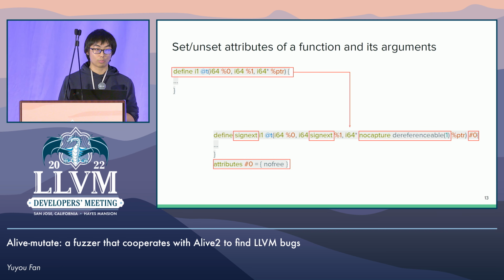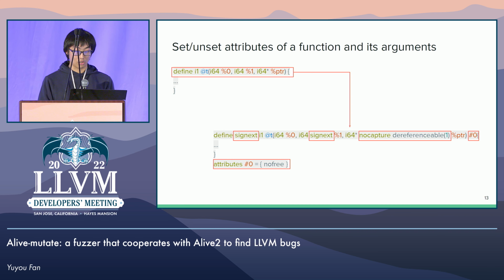Here is our first mutation. We can set or unset attributes of a function and its arguments. Here is a function signature. It has the function name t. It receives 3 parameters. 2 of them are i64 integers, and the last one is a pointer to an i64 integer. It returns i1. In the mutated version, we add a sign extension to the return result as well as the second parameter. And we add nocapture and dereferenceable to the pointer parameter. Finally, we added the nofree attribute to the whole function. If we can add attributes, we can also remove them if you originally have them.